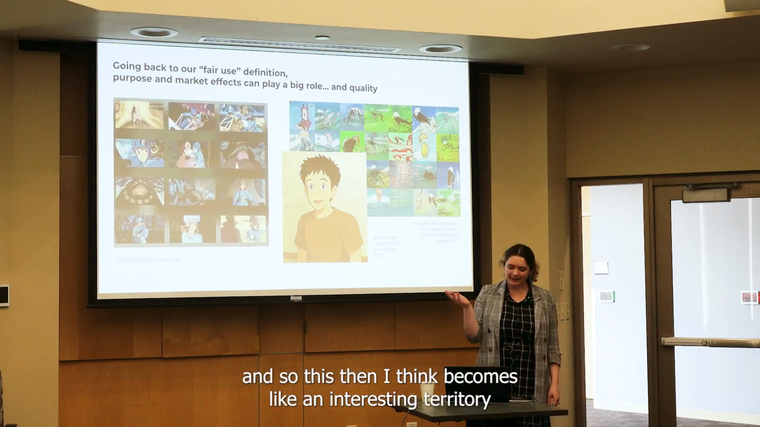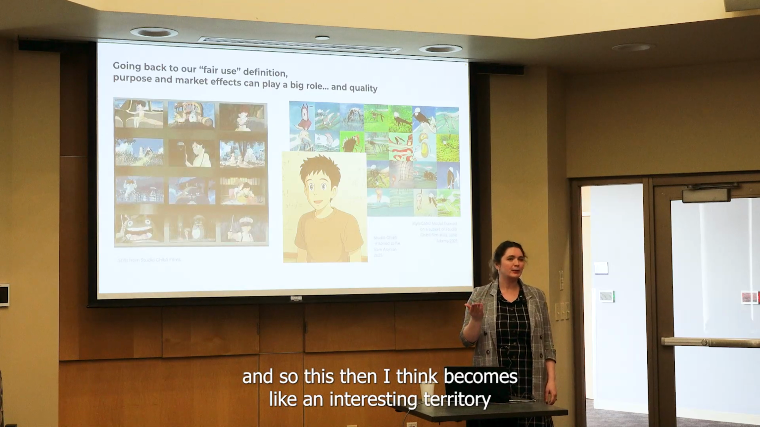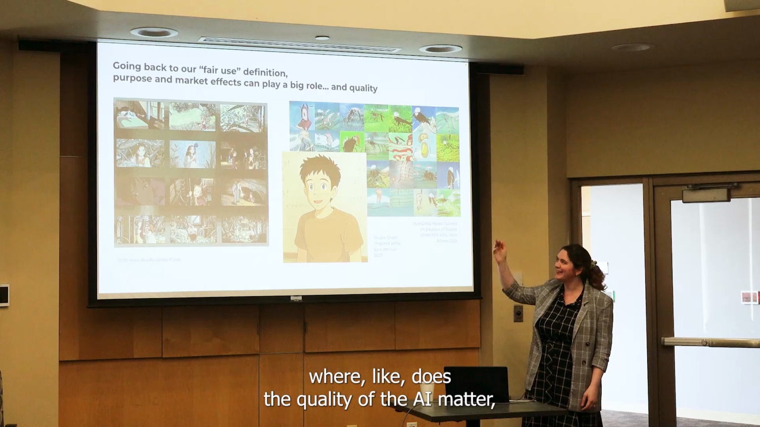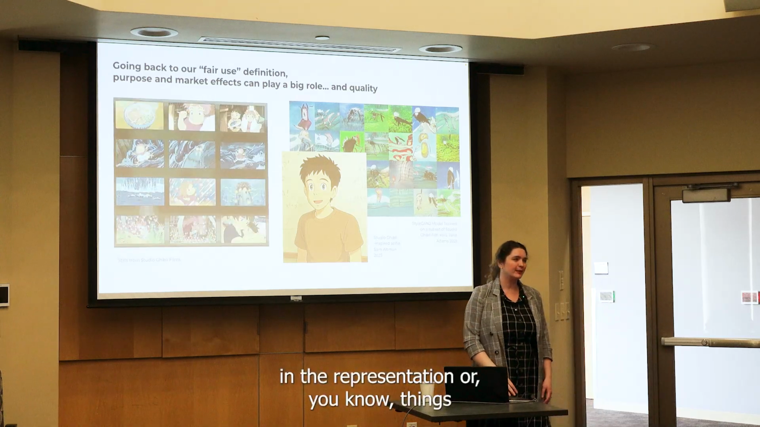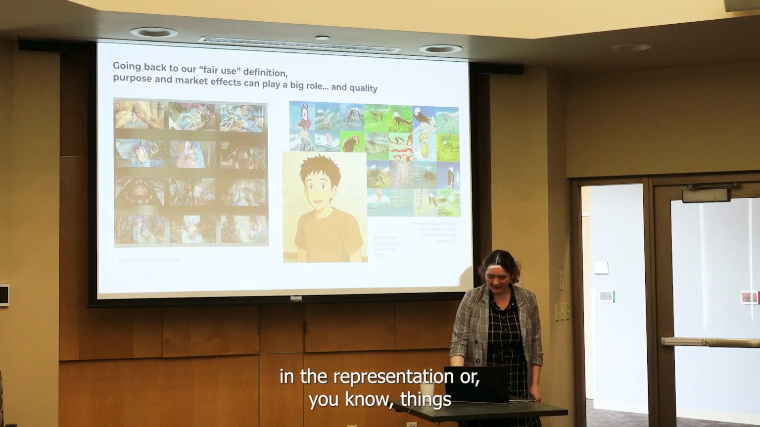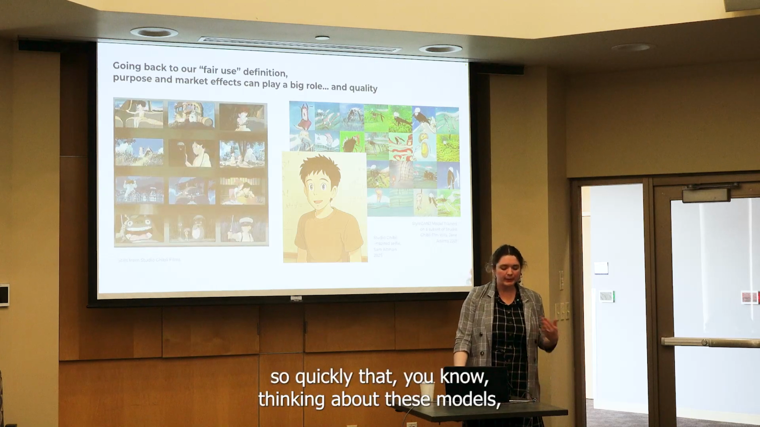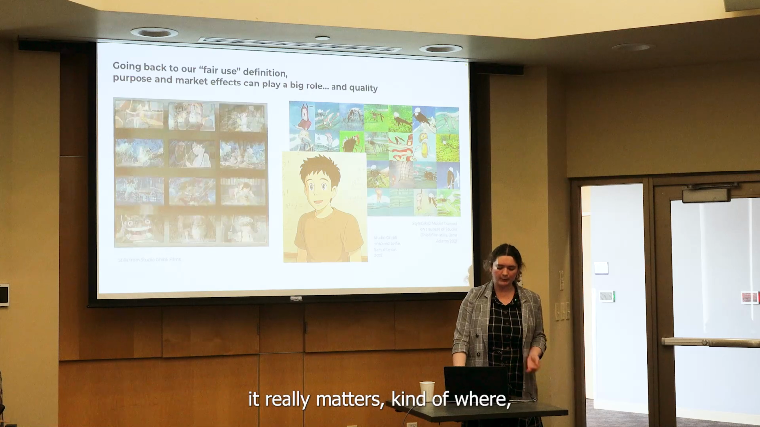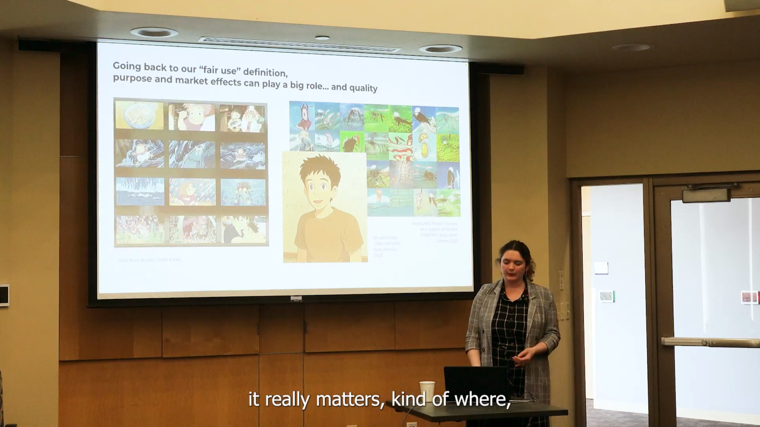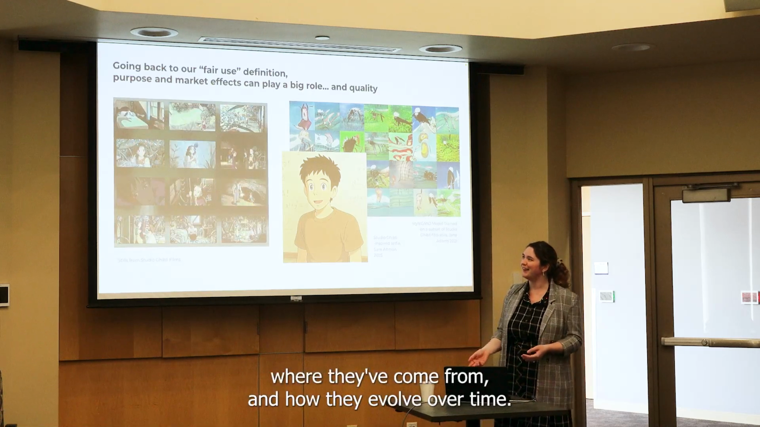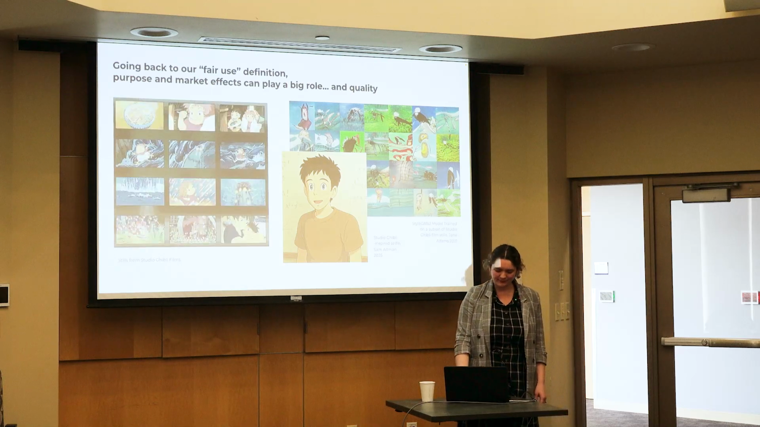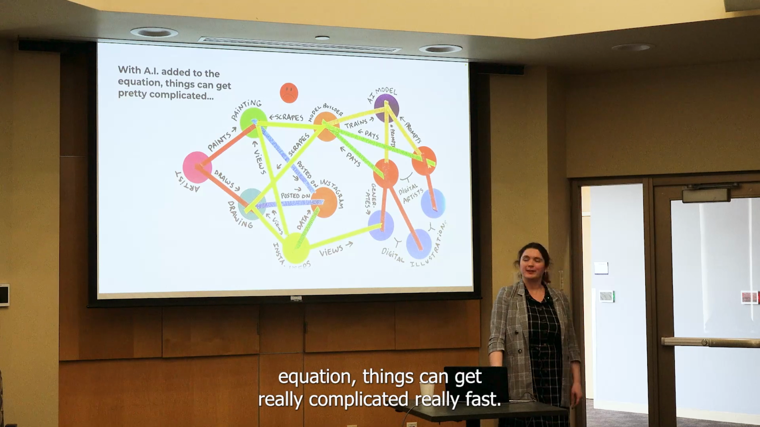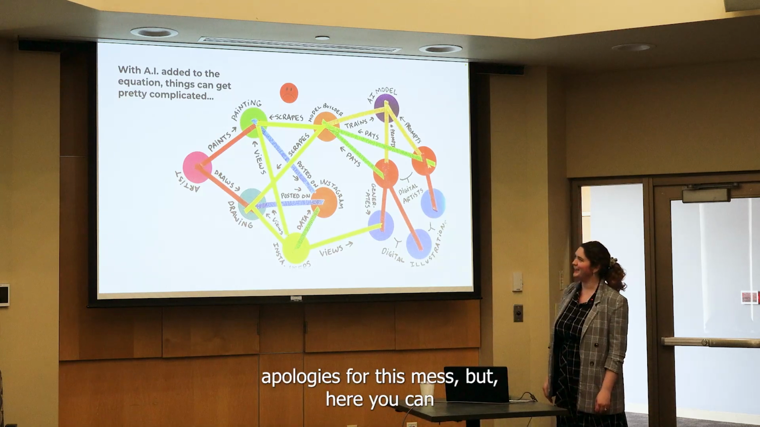And so this then, I think, becomes an interesting territory where, does the quality of the AI matter in the representation? Or, things have been changing so quickly that, thinking about these models, it really matters where they've come from and how they evolve over time. So with AI added to the equation, things can get really complicated really fast.